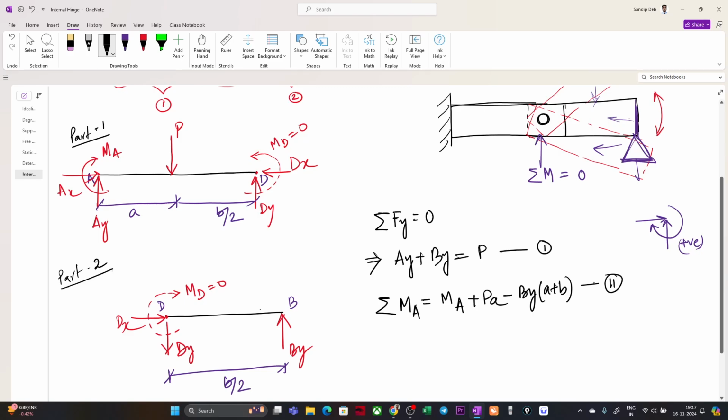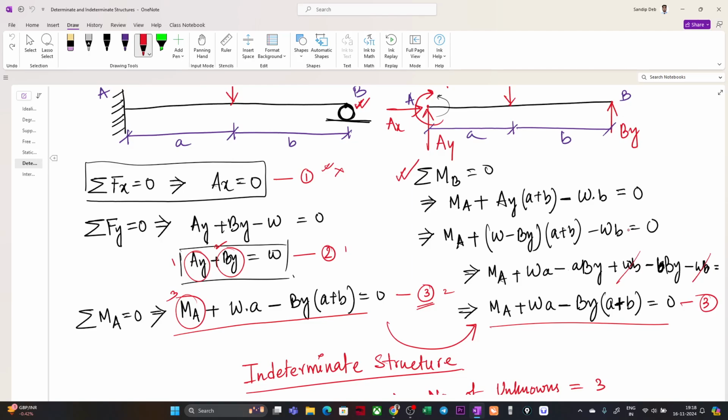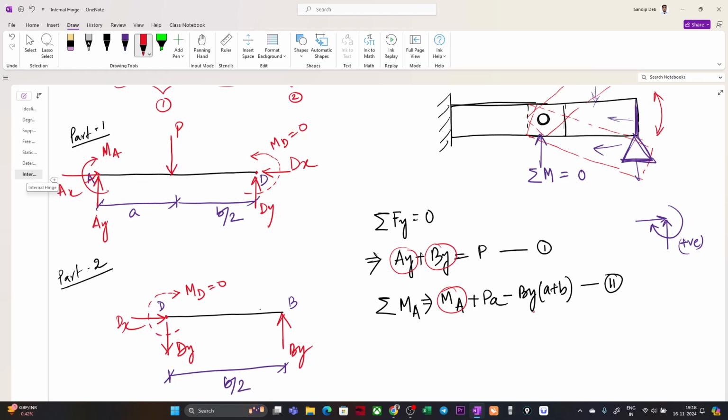So this particular thing we have already seen in our previous example, and we couldn't solve it because here, if you see, the unknowns are Ay, By, and what is the unknown? Ma, right? Three unknowns. Earlier also we had three unknowns, Ay, By, and Ma, but how many equations do we have? Only two equations.